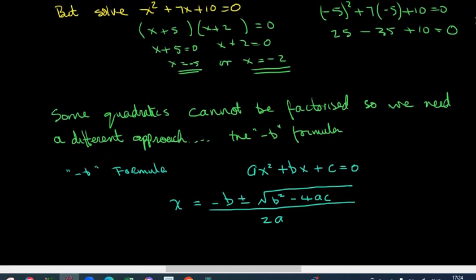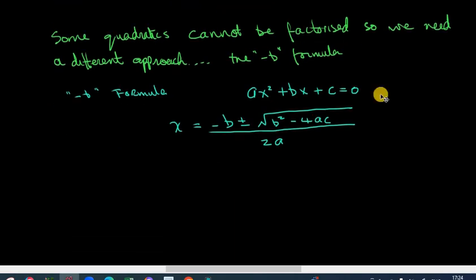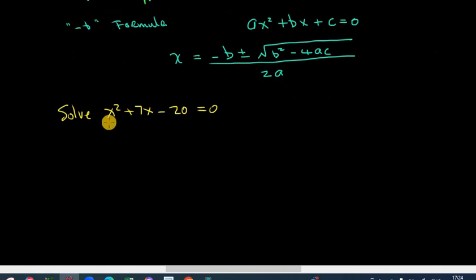So let's pick an equation which can't be factorized, and then let's use the minus b formula to solve it. So it says solve x squared plus 7x minus 20 equals 0. So you look at your minus 20 and you see, can you factorize that? Numbers that multiply to give you minus 20 and add up to 7. And there's none. 1 and 20, 2 and 10, 4 and 5. There's no way, even though one of them needs to be negative because it's a negative 20, you can't make it add up to 7. So we're going to use the minus b formula.